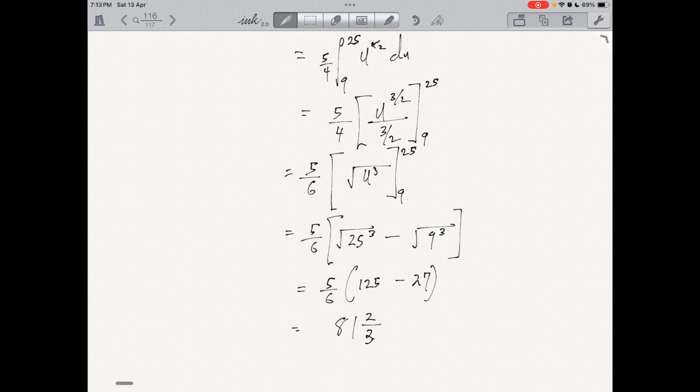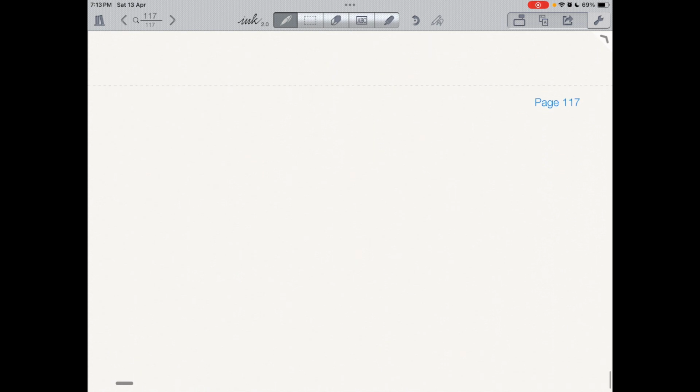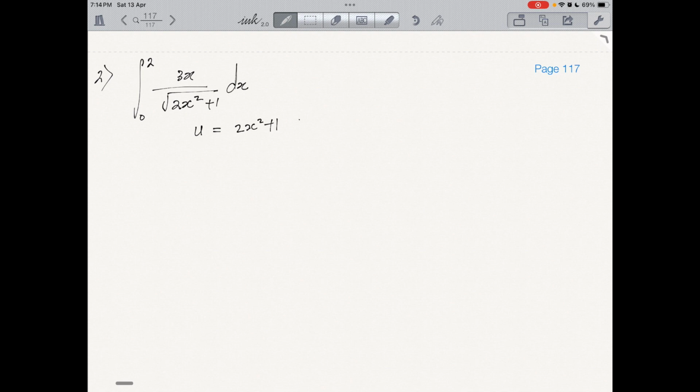Let's take another example for more clarification. Let's evaluate the integral from 0 to 2 of 3x divided by square root of 2x squared plus 1 with respect to x. Now, definitely in this case, our u is equal to 2x squared plus 1, and our du/dx is equal to 4x, and our dx is equal to du divided by 4x.